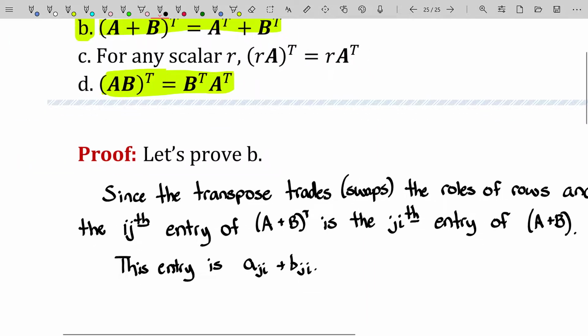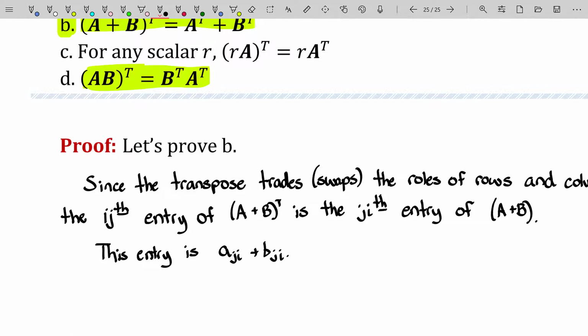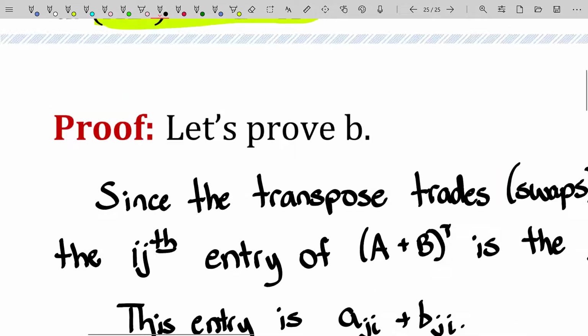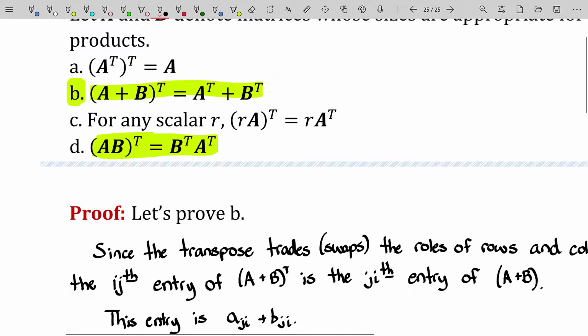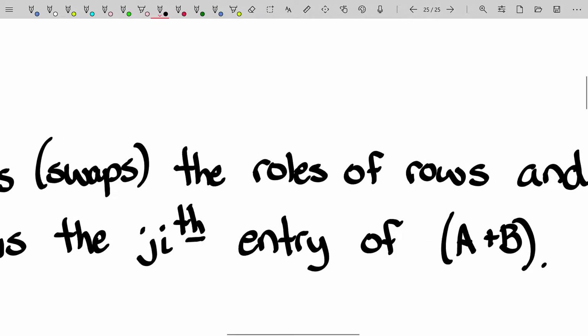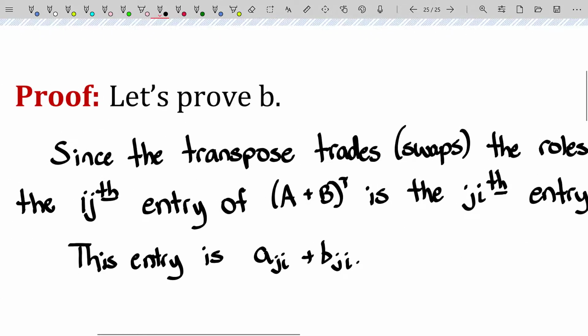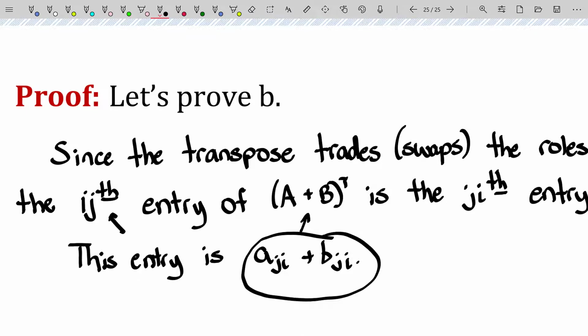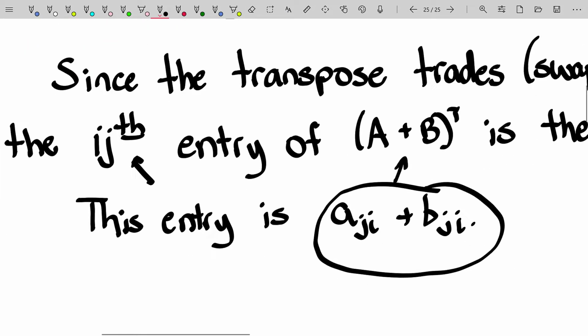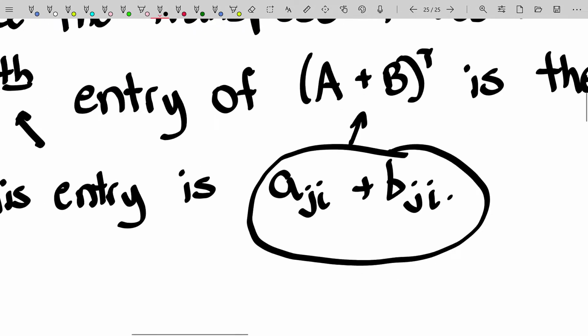And this entry is A sub ji plus B sub ji. Remember, the ijth entry of (A plus B) transpose is the jith entry of A plus B, and the jith entry of A plus B is A sub ji plus B sub ji. Therefore, the ijth entry of (A plus B) transpose is this. Now that's not the end of the proof, that's just the gateway to the proof. But we have now shown that when I'm looking at the ijth entry in (A plus B) transpose, I know what it is. It's A sub ji plus B sub ji.